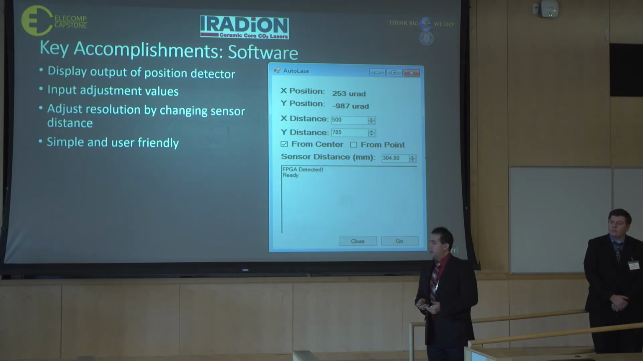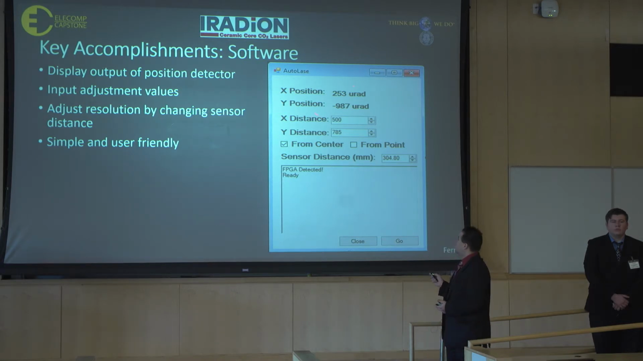The next key accomplishment is the software, which the user will use to interact with the system. It allows the user to display the current output of the position detector in microradians. It allows the user to input adjustment values, such as the distance that they want the laser beam to move, as well as allow the user to adjust the resolution by changing the sensor distance. We attempted to make the GUI as simple and as user-friendly as possible.